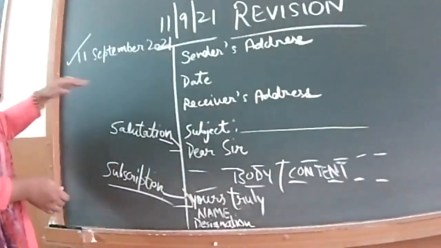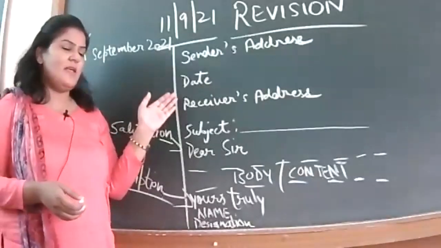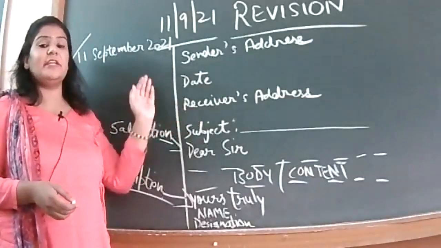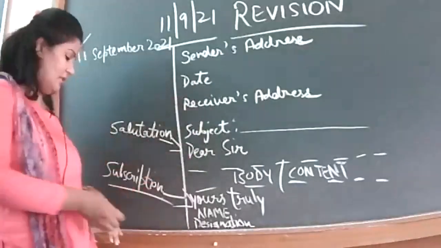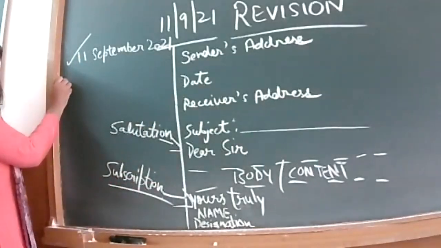Fine. Now, when you write a letter to the editor, the receiver is the editor, then the name of the newspaper and the name of the city. Like this. Here I'm writing.